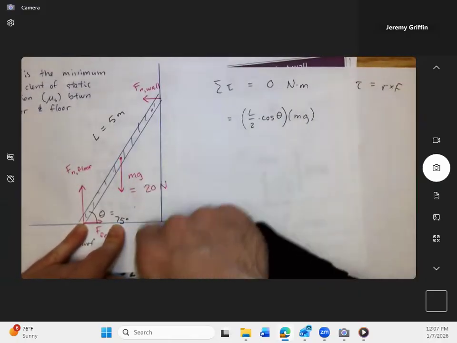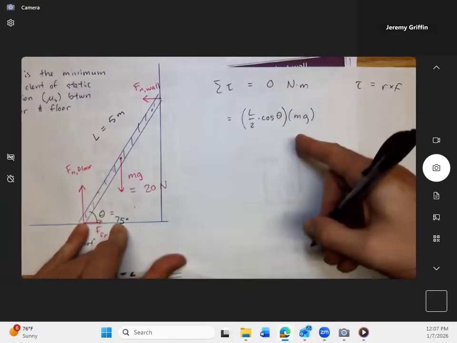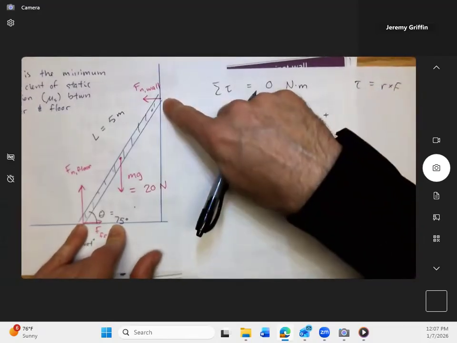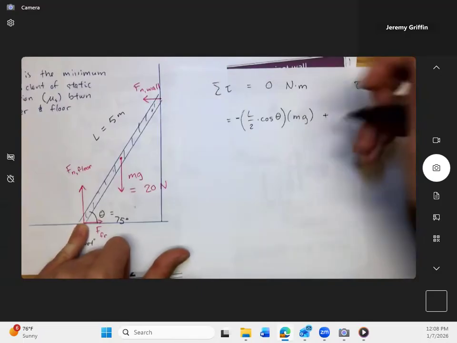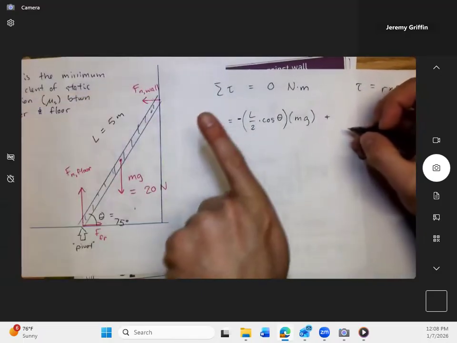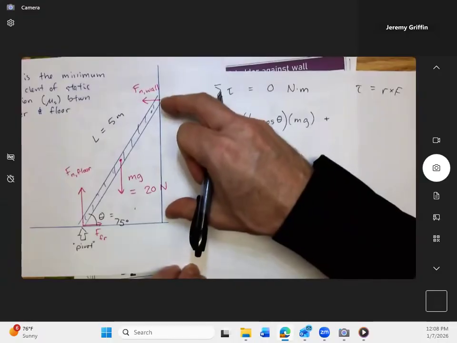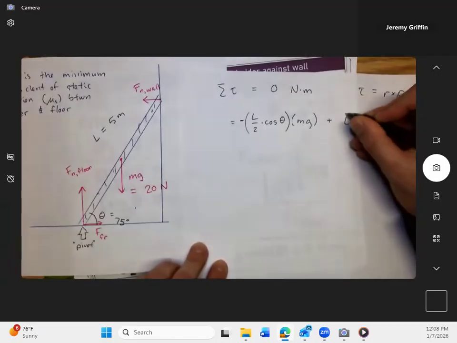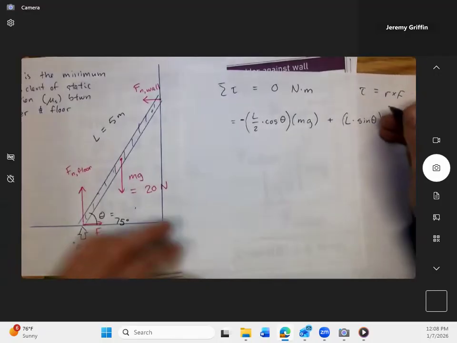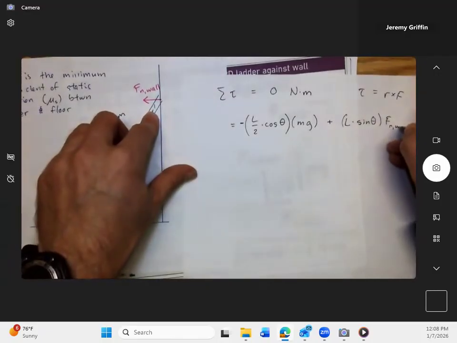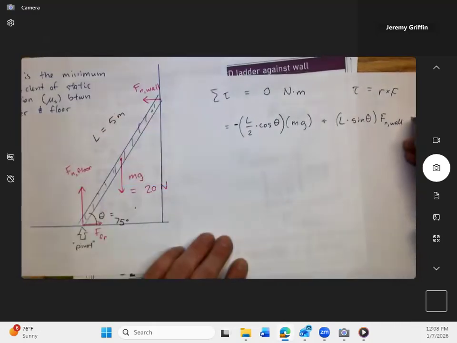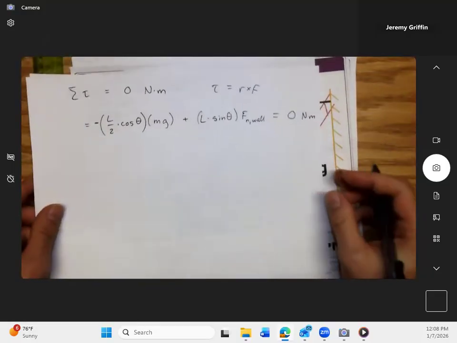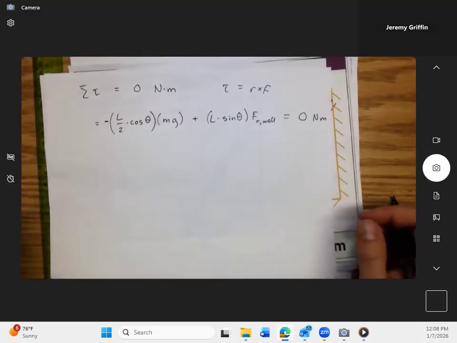Now, you see how that's clockwise? So I also have a negative somewhere there. I'll just factor out a negative for the weight. And then plus, there's a counterclockwise torque from this force up here. That's at L sine theta, which is the lever arm right here. You see I'm marking out this lever arm up here? So that's L sine theta, and then the force is the normal force from the wall. All that has to sum to 0, and the unit is newton meter. Are you guys okay with the equation setup? Not yet, okay.